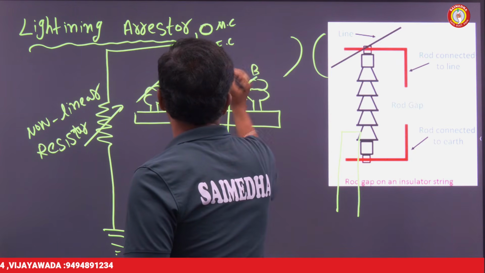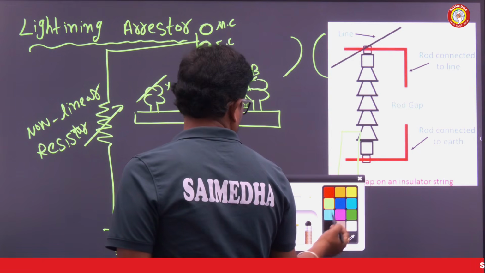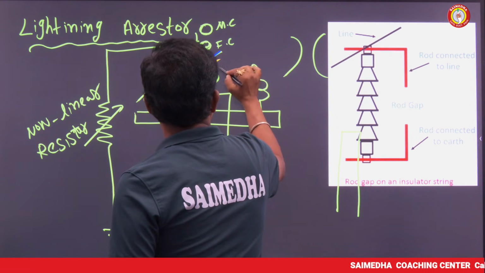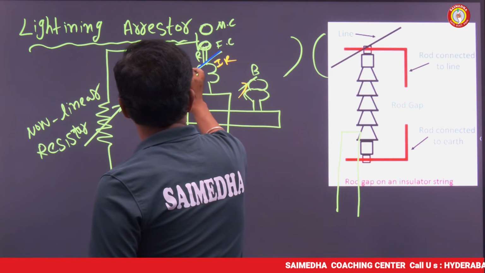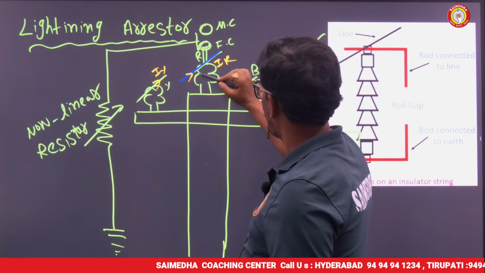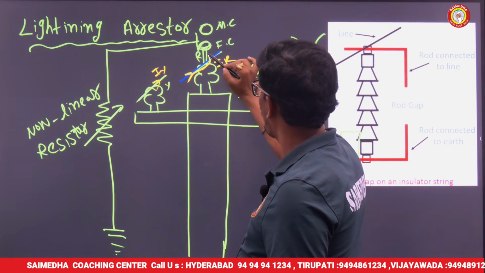Now suppose in normal condition the currents are flowing in each and every phase. This is the IR, this is the IY and this is the IB. No doubt these are normal currents. Sometimes normal currents also flow in this manner.